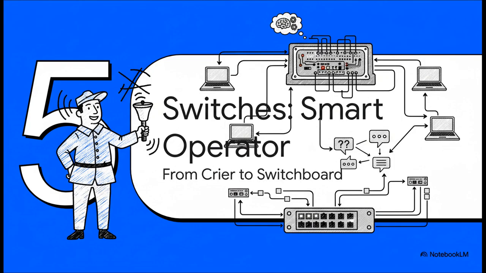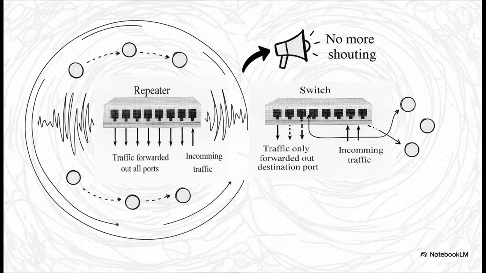Clearly, the network needed an upgrade. It had to evolve. It needed to go from being a loud town crier to a smart, efficient switchboard operator. It needed a device that could create private, one-to-one conversations. And this slide just shows that evolution perfectly. On the left, you've got the hub, blindly broadcasting everything. But on the right, you have the switch. A switch looks at the destination address on an incoming message and intelligently forwards it only to the single port where the destination device is actually connected.